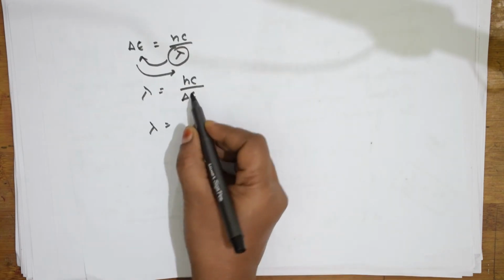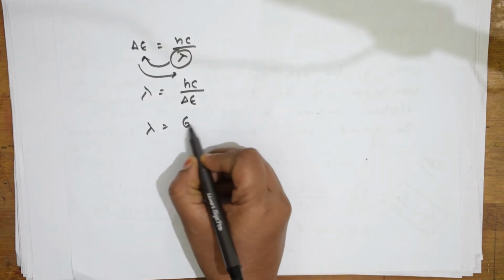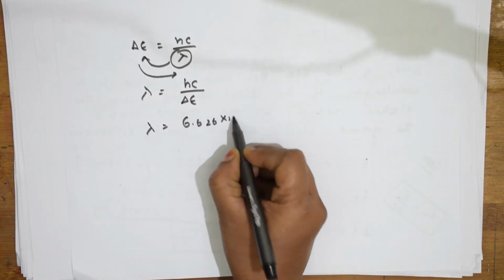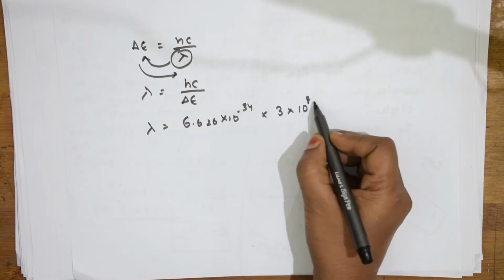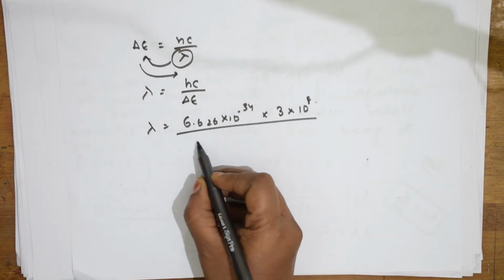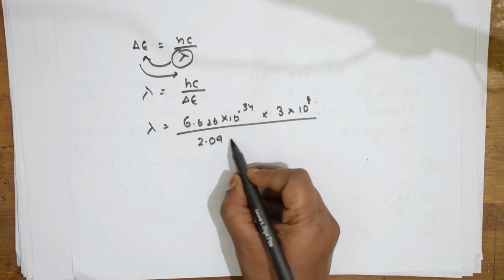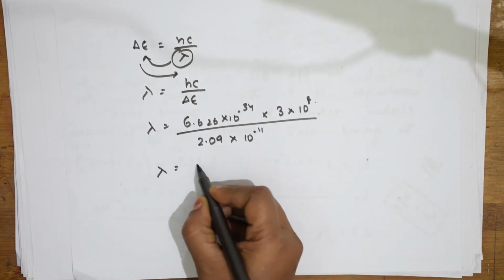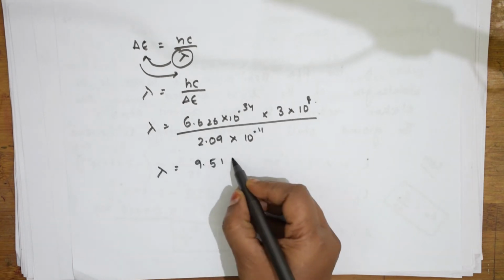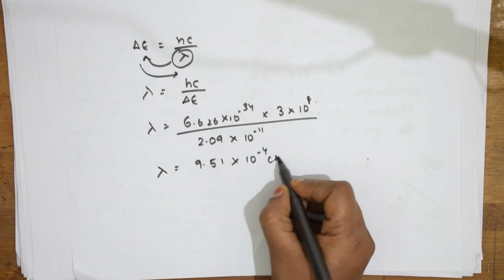Let us substitute. h is Planck's constant, 6.626 into 10 raised to the minus 34. Velocity of light is 3 into 10 raised to the 8 meters per second, divided by the delta E value we previously got, 2.09 into 10 raised to the minus 12. When I solve this, I get an answer of 9.51 into 10 raised to the minus 4 centimeter.